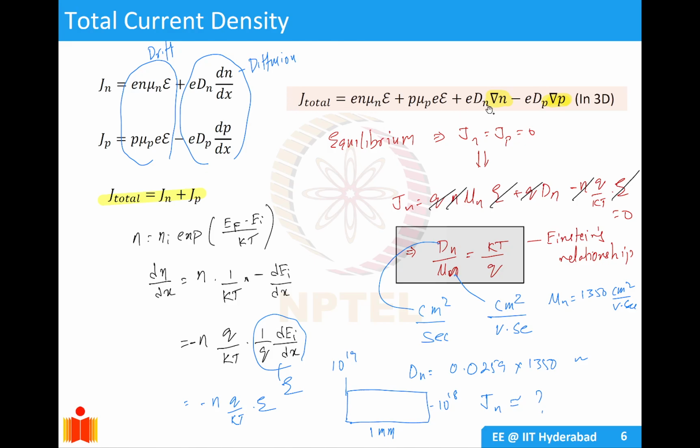And in the case of 3D, instead of del n by del x, you will have the 3D Laplacian, del n, and this will be del p. Laplacian n, Laplacian p.